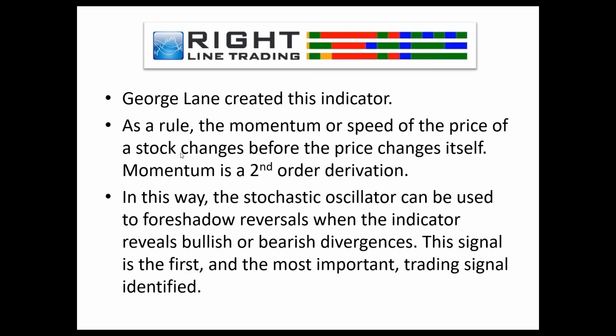What he created it for was a way of assessing momentum on a trade. And momentum is a second order derivation. What momentum tells you is the rate of change of speed. So if a car is going around a racetrack at 150 miles an hour and it's neither decelerating nor accelerating, momentum is constant. Momentum isn't going up and it isn't going down. And if it was measured on an oscillator, the oscillator line or the percent K line would be flat.